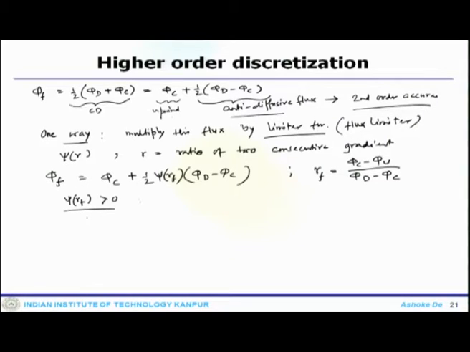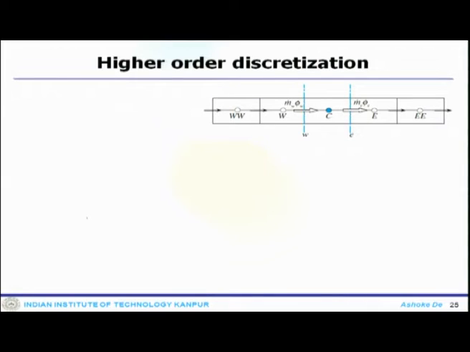Now, we can write this by considering a one dimensional stencil, where this is the cell we are concerned with, and then you have west and east. So, that is typically a stencil in one dimension, where you have a node C, this is east, essentially your downstream, and this is west, the standard discretized system.